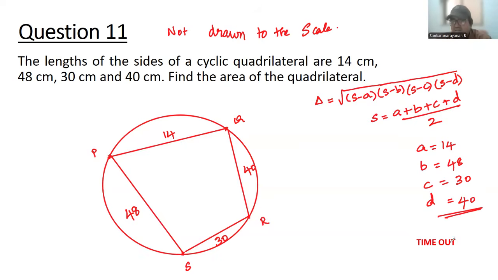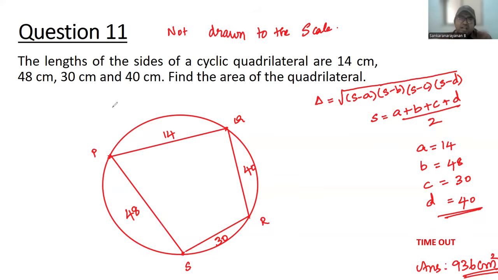The area will come here as 936 centimeters square. The calculation and simplification, I'm asking you to please do it. I can see the answer will be 936 centimeters square. This is one way we can attempt the question using Heron's formula.